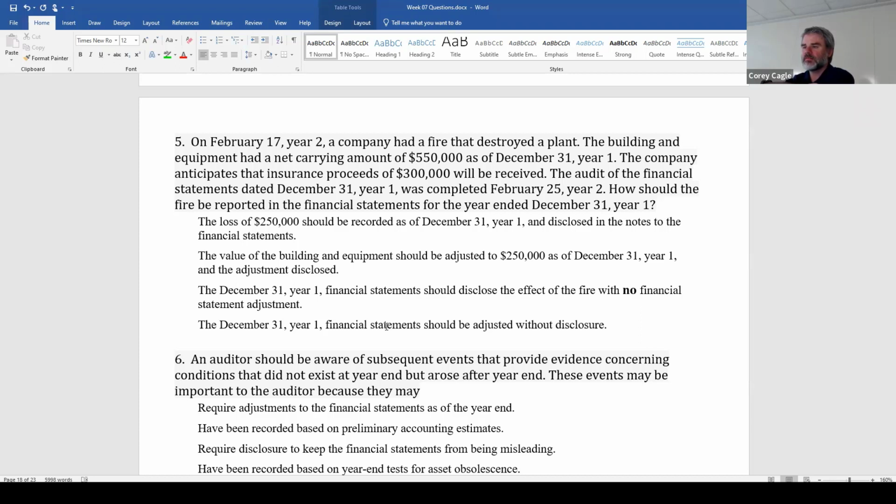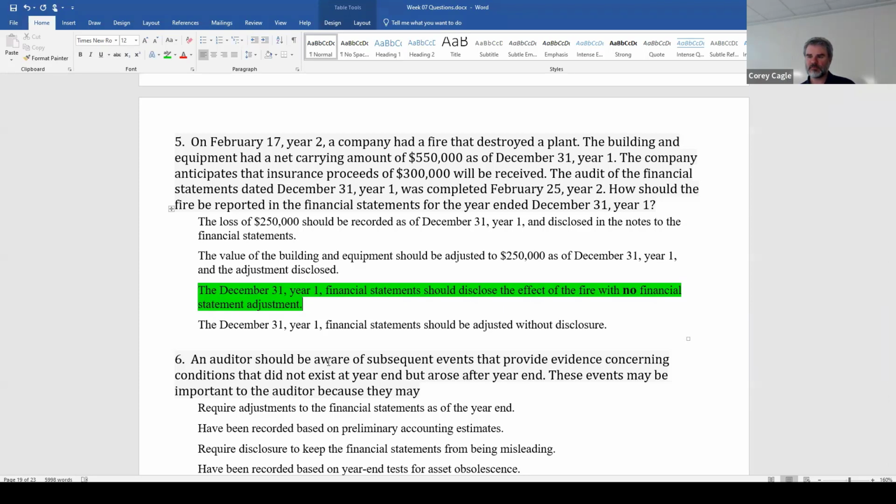We completed it February 25th after that fire happened. What should we do about reporting that fire in the year 1 financial statements? Well, it happened in year 2, so we're not messing with the numbers at all, right? We shouldn't do that. But it's a big deal, so we would want to be above board and disclose it in the notes, right? So whichever one of those says leave the numbers alone, but make sure and let us know about it is the answer. That's the one. So the financial statements should disclose in the notes, but no financial statement adjustment.